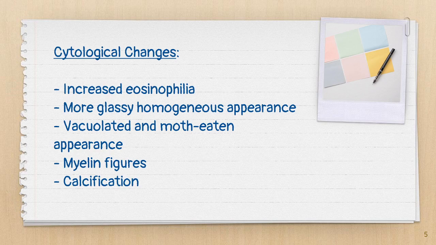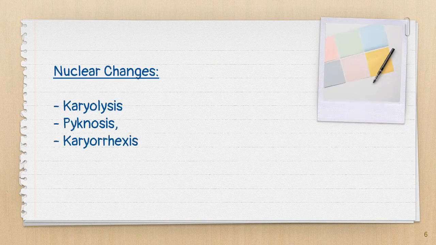Now, what are the nuclear changes? There are three very important nuclear changes: karyolysis, pyknosis, and karyorrhexis. So what is karyolysis? The basophilia of the chromatin may fade, and it's a change that reflects loss of DNA because of enzymatic degradation, specifically by endonucleases. So this is called karyolysis.